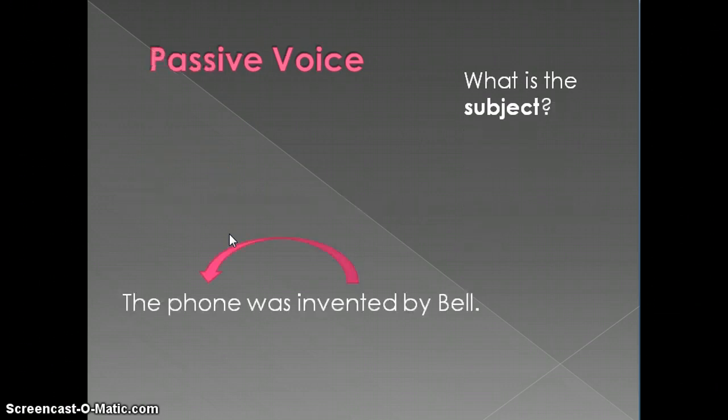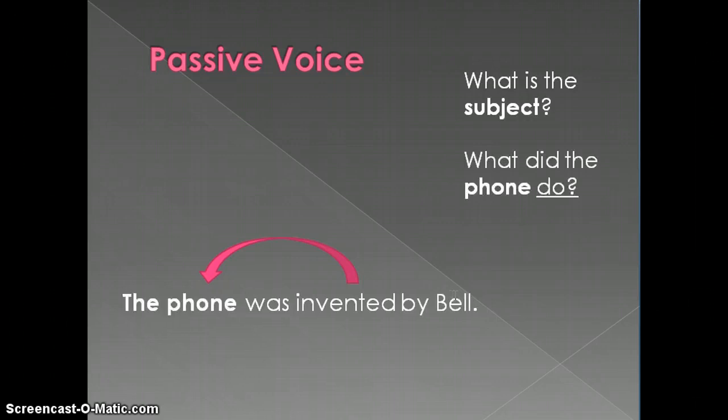When looking at passive voice, let's have a look at this example. The phone was invented by Bell. Okay, and if we think about what the subject of the sentence is, we know that it's the phone. And if we have to answer the question, what did the phone do? We can't, because the phone didn't do anything. The phone received an action, which was, it was invented.